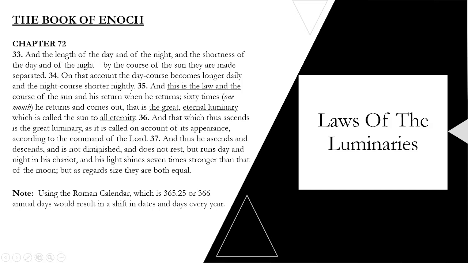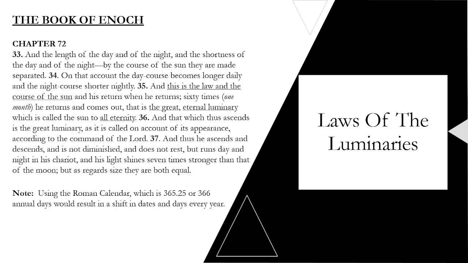And the length of the day and of the night, and the shortness of the day and of the night, by the course of the sun, they are made, separated. Notice it says by the course of the sun, not the moon. They are made separated. On that account, the day course becomes longer daily and the night course shorter nightly. And this is the law and the course of the sun and his return when he returns.